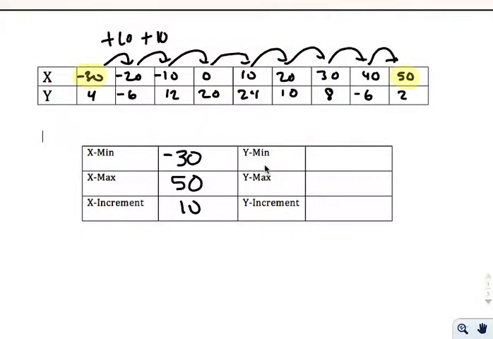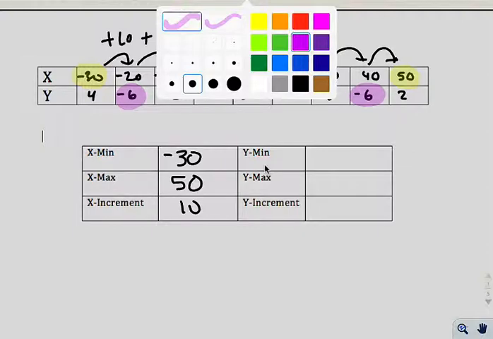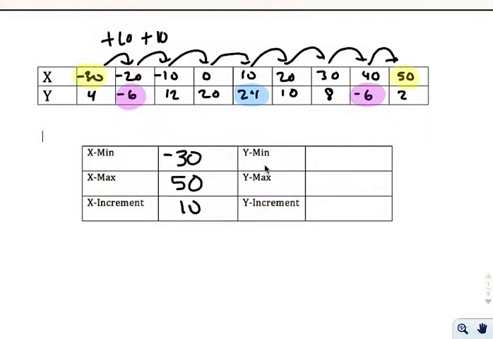Smallest and biggest number. Now here we can't just go beginning and end because it's all mixed together. Looks like my smallest number is going to be a negative 6. It actually happens a couple different times. And my biggest number is going to be a 24. Okay? And again, thinking about negative 6, 24, maybe we want to go just beyond that. I'm going to go negative 8. I'm going to go 26.